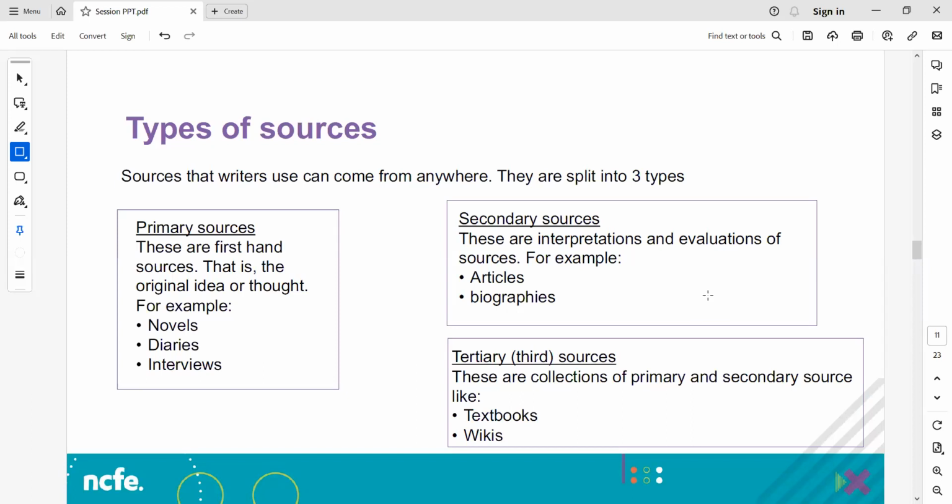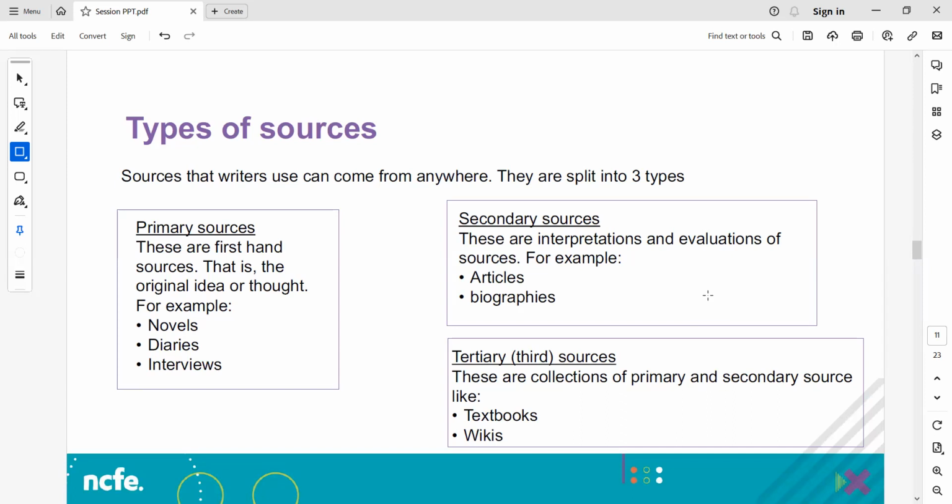Secondary sources are interpretations and evaluations of sources. So something written about or using a primary source. A history book, for example, might be writing about news footage of something happening. So it's using a primary source of news footage that was made at the time, but then that text will be a secondary source because it's writing about the primary source.